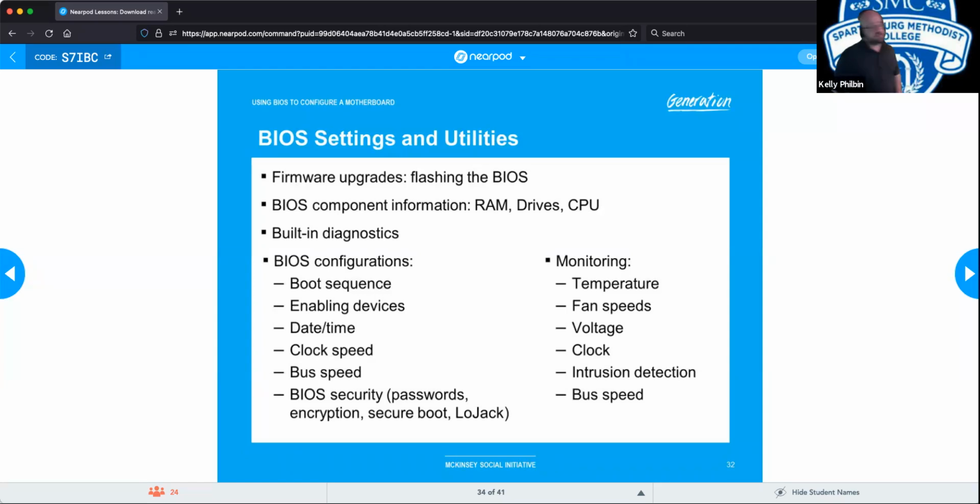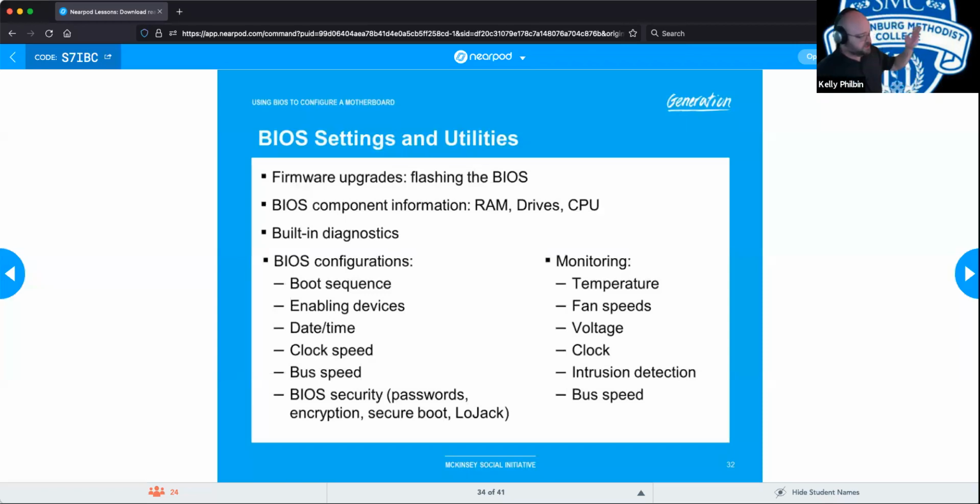Inside the configurations for BIOS, you should be able to set up your boot sequences, enable peripheral devices or internal devices, date and time, clock speed, bus speed. It will tell you that type of stuff. And then BIOS security: passwords and encryption, secure boot, and a version of LoJack for your computer.